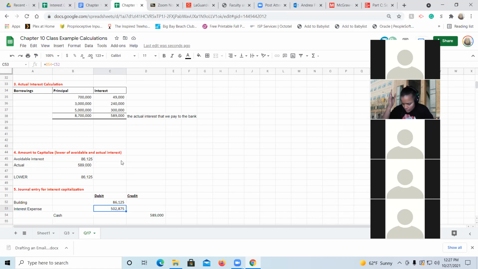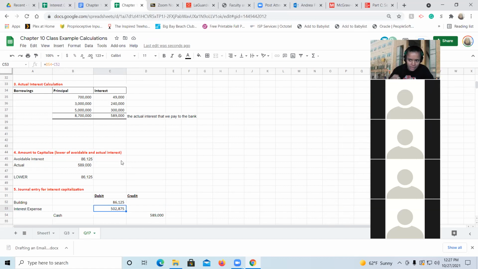So now we've gone from top to bottom. We've done the weighted average calculations. Thank you, Antora. We've done the avoidable interest. We've done the weighted average interest that we had to use for part of that avoidable interest calculation. Calculated actual interest. You compare the actual to the avoidable and choose the lower amount. It's the amount that is lower that you capitalize to the cost of the asset that you've constructed, and the rest goes to interest expense. Questions, anybody on anything?